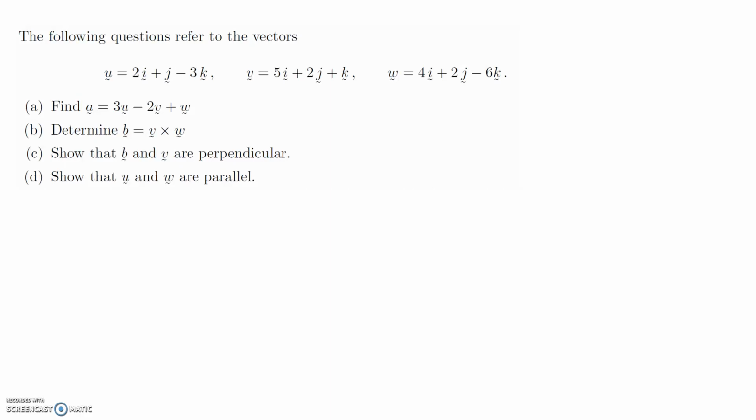So the following questions refer to the vectors u, v, and w. And the first thing is to find a vector A, which is equal to 3u minus 2v plus w. So let's write that out. Now, our vectors u, v, and w have already been provided to us in i, j, and k form. So this should be as simple as substituting in those vector representations and then simplifying the expression.